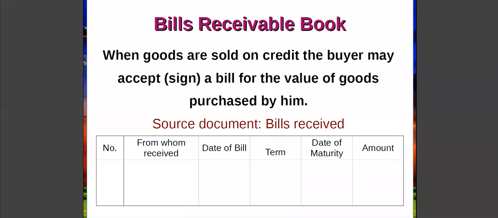Today we are going to see the bills receivable book. When goods are sold on credit, the buyers may accept a bill for the value of goods purchased by him. This is called bills receivable. From whom received, date of bill, term, date of maturity, amount.